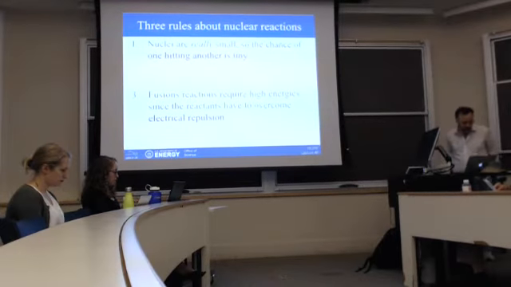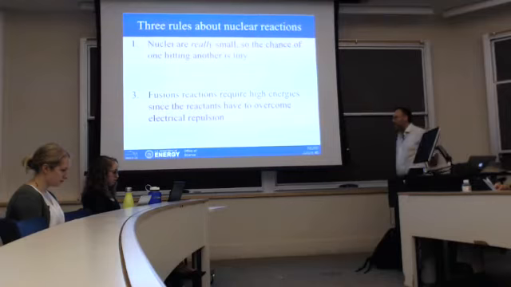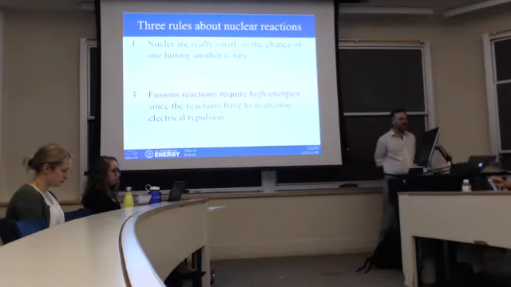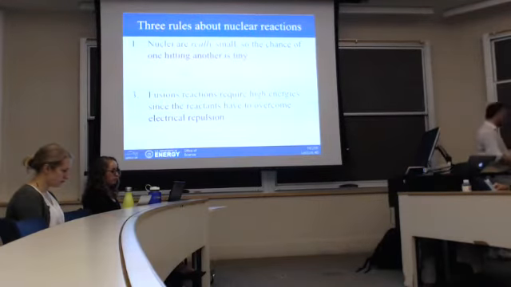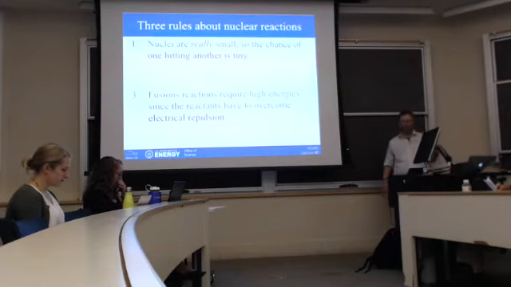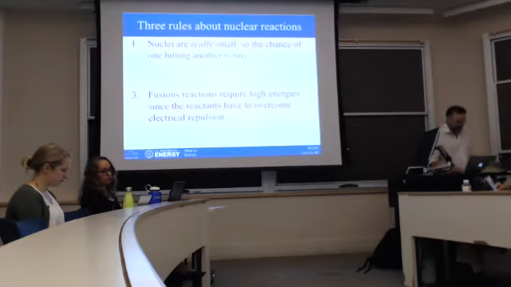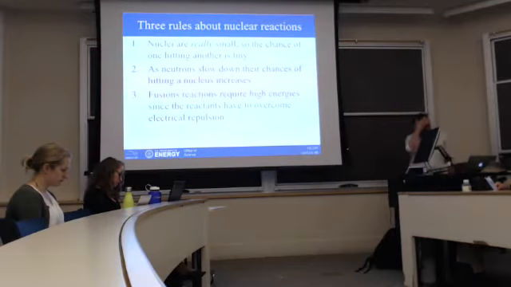Fusion reactions require high energies, because when we talk about fusion, it's generally the fusion not of a neutron with something else, but it could be a proton or a deuteron or a triton merging with another proton or deuteron or triton. These things have charge, and so they have to overcome a barrier. They require high energies. So number 2.